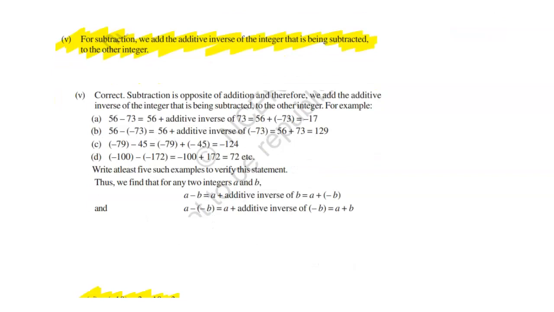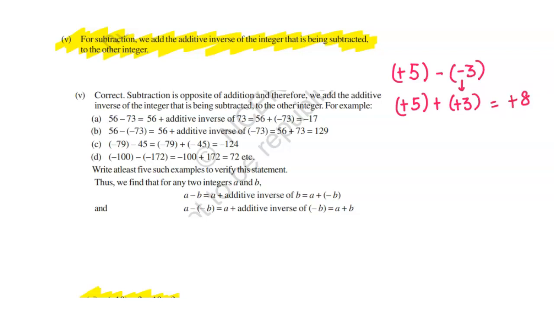So next, for subtraction we add the additive inverse of the number being subtracted to the other integer. So for example, I have to subtract negative 3 from positive 5. To answer this question, we are going to add the additive inverse. What is the additive inverse of negative 3? It is positive 3. So we get the answer positive 8.